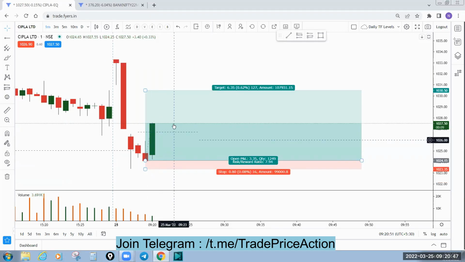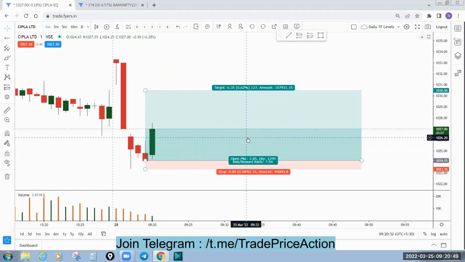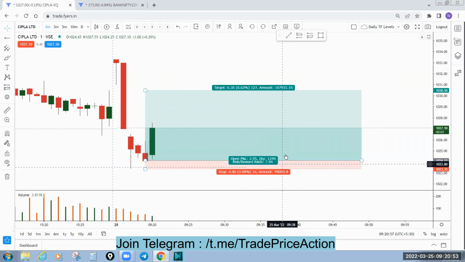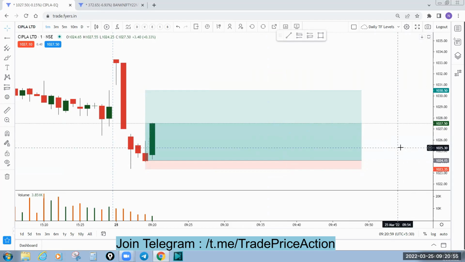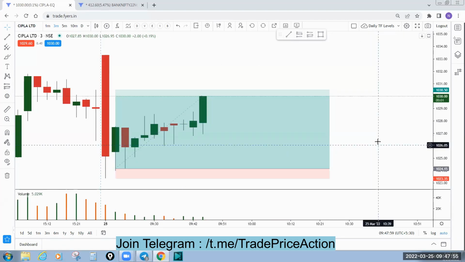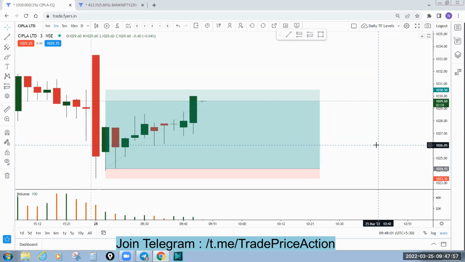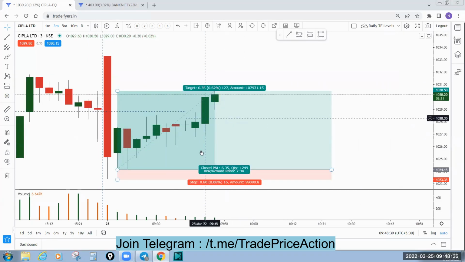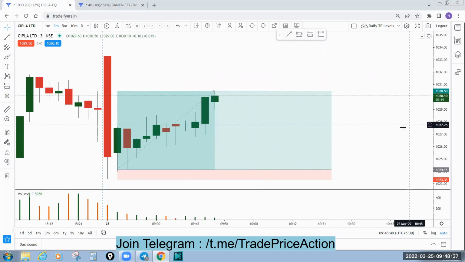Quick reaction from this level, as expected. I have placed my target order at 1030.50, which is around 1:8 risk to reward ratio. Good move in Cipla. Good movement in Cipla. Just 50 paisa left for the target. Okay, very quickly we got our 1:8 risk to reward ratio trade.